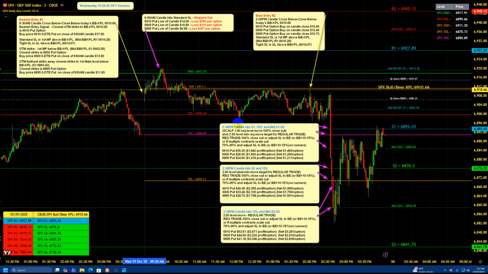Okay, so here we have the 2:34 p.m. candle. This candle, as you can see, slices through S1, the YDC level, and the mid S1, S2 level all in the same candle, and actually closed below the mid S1, S2 level. So in this one candle, we've gotten the required move for a scalp, which is a one level move, as well as the minimum required move for a regular trade, which is a 1.50 level move.